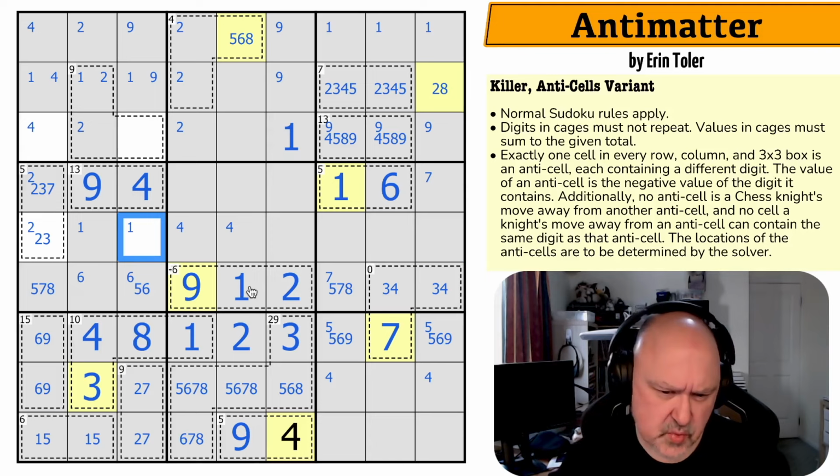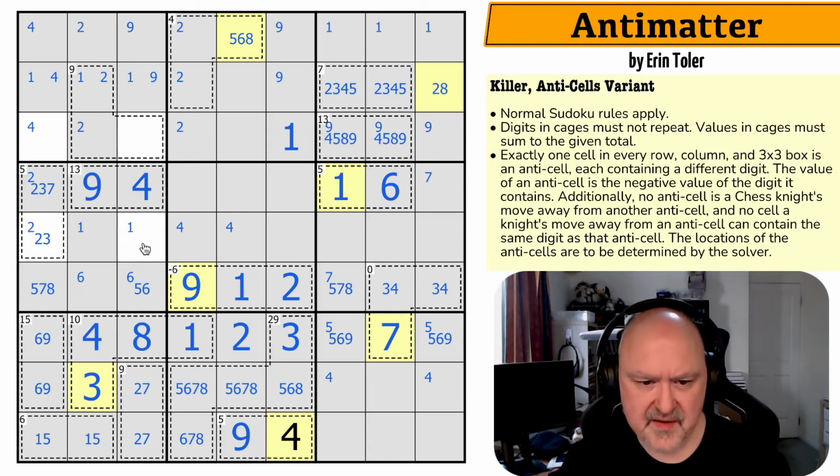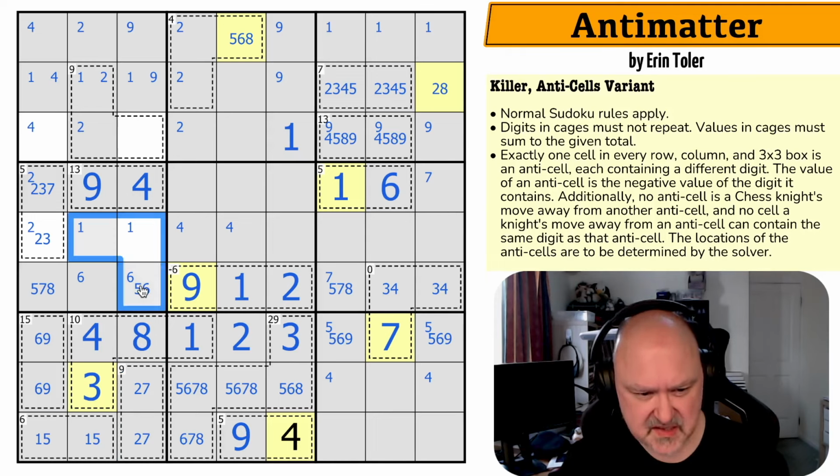So if this was the anti-cell, it couldn't be 2 and it couldn't be 8. So it'd have to be 5. This would be the negator 5, because it couldn't be 6 either. This would be 1. This would be 5. This would be 6. This would be 2, 3. These would be a 2, a 6, or an 8. Well, it couldn't be a 2 or a 6, so this would be the 8. So this would be 5. This would be 8. We should put 8 there.